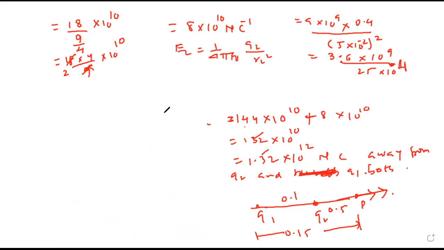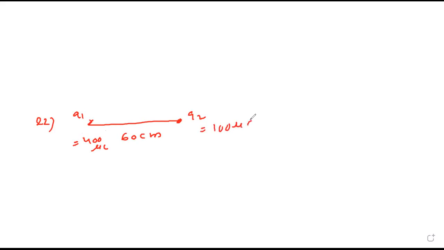Done? See, next sum I am reading. It is a board sum. Two point charges Q1, Q2 of 400 microcoulomb and 100 microcoulomb are kept fixed 60 centimeter apart. Find intensity at the midpoint of the line joining them, at the center.